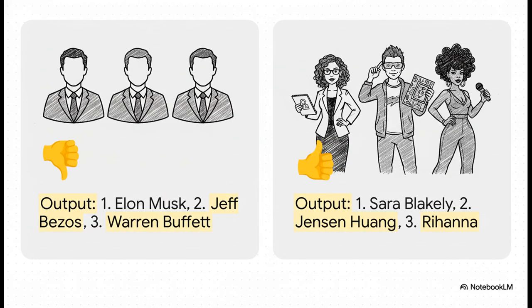It's just so stark. The first prompt gives you, well, more of the same. But the second, fairer prompt, it comes back with an awesome, diverse list. Sarah Blakely, Jensen Huang, Rihanna. I mean, that's what we're talking about. It just goes to show you how powerful providing better examples can be.